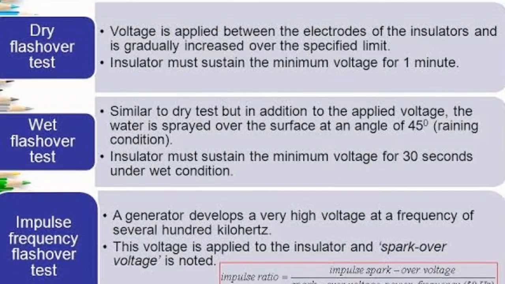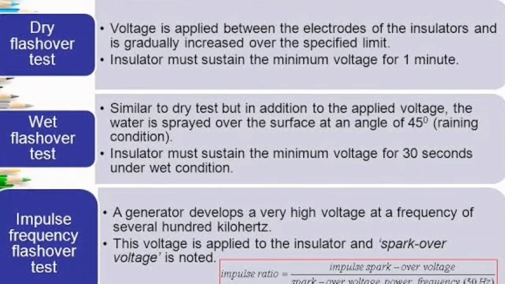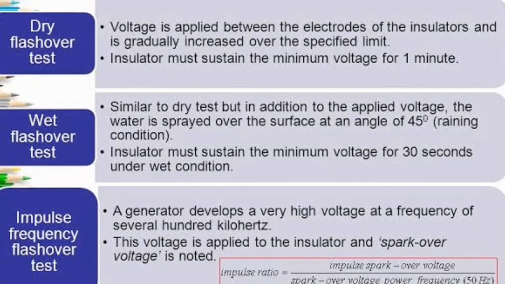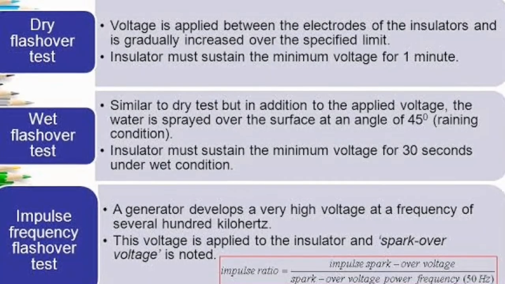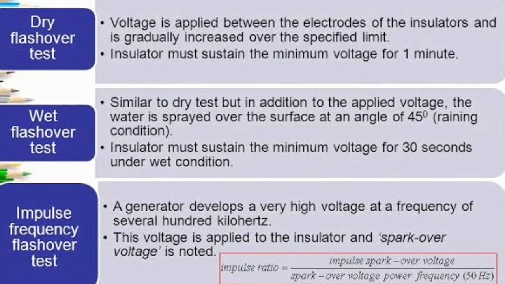There is one formula for the impulse ratio: impulse ratio is equal to impulse spark-over voltage divided by spark-over voltage at power frequency, that is up to 50 hertz.